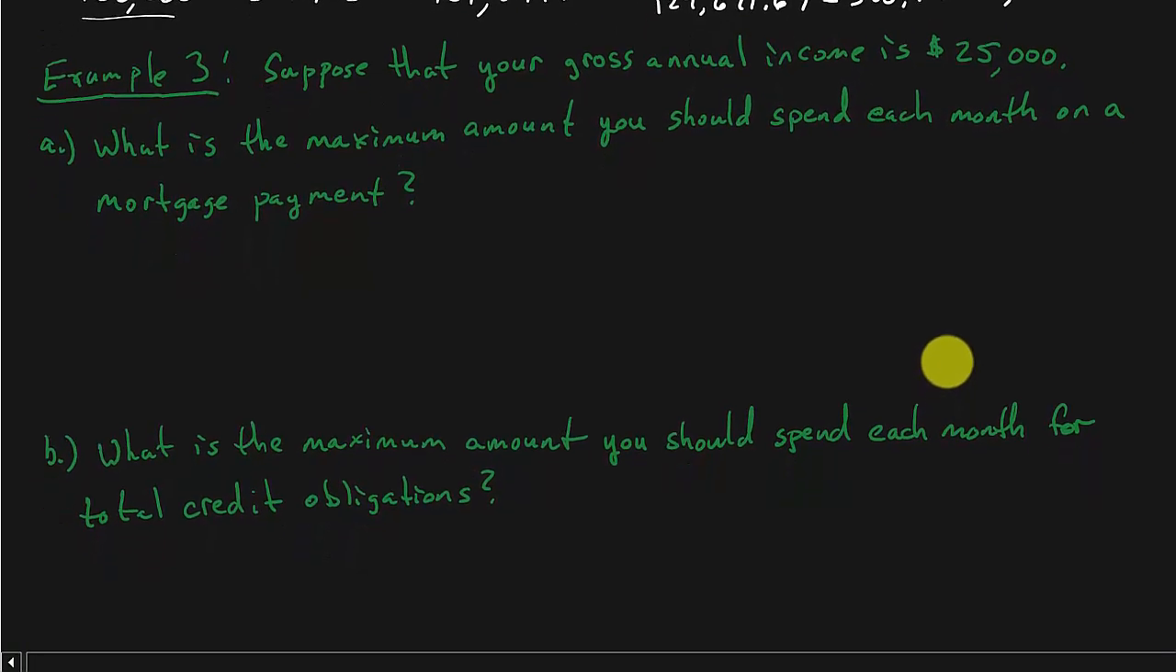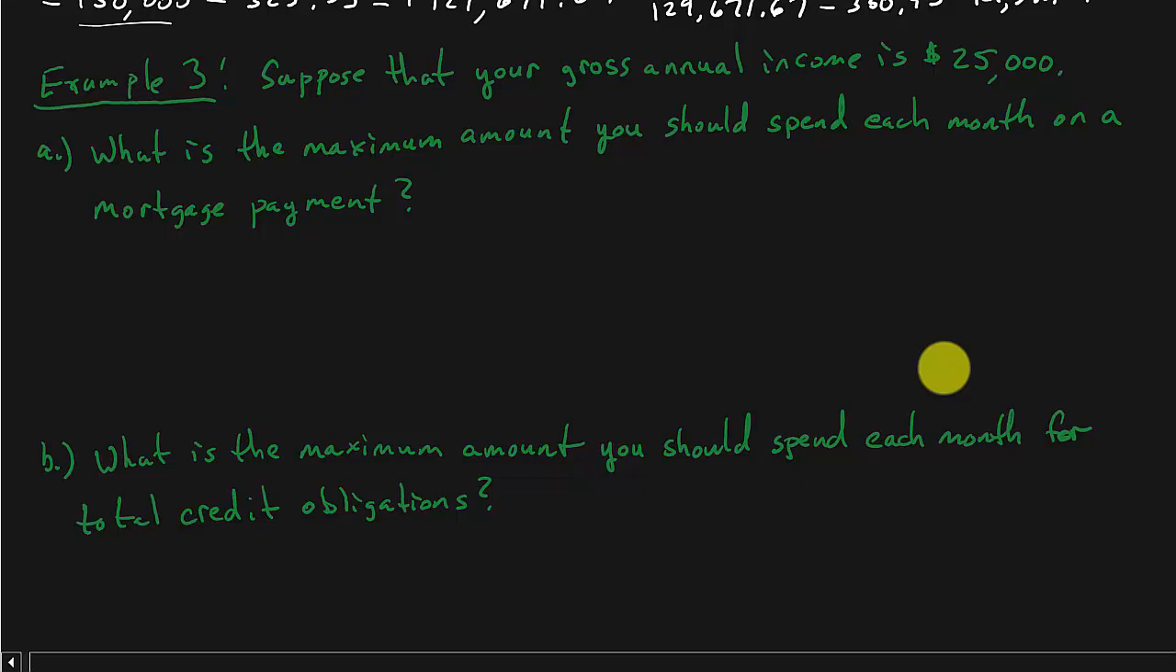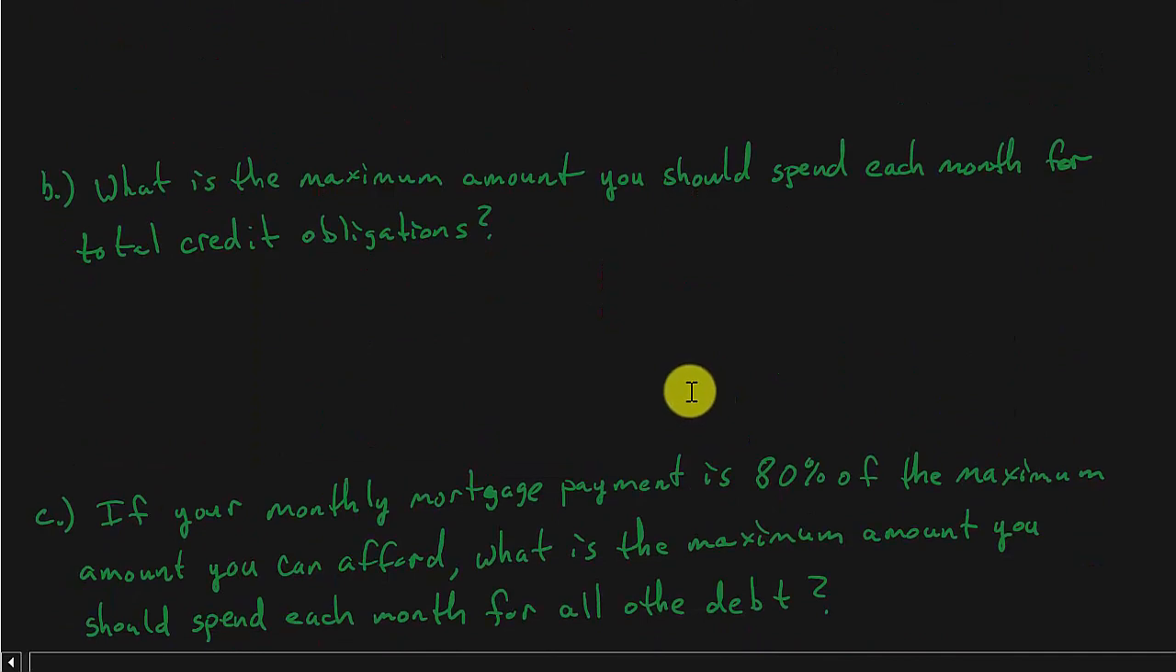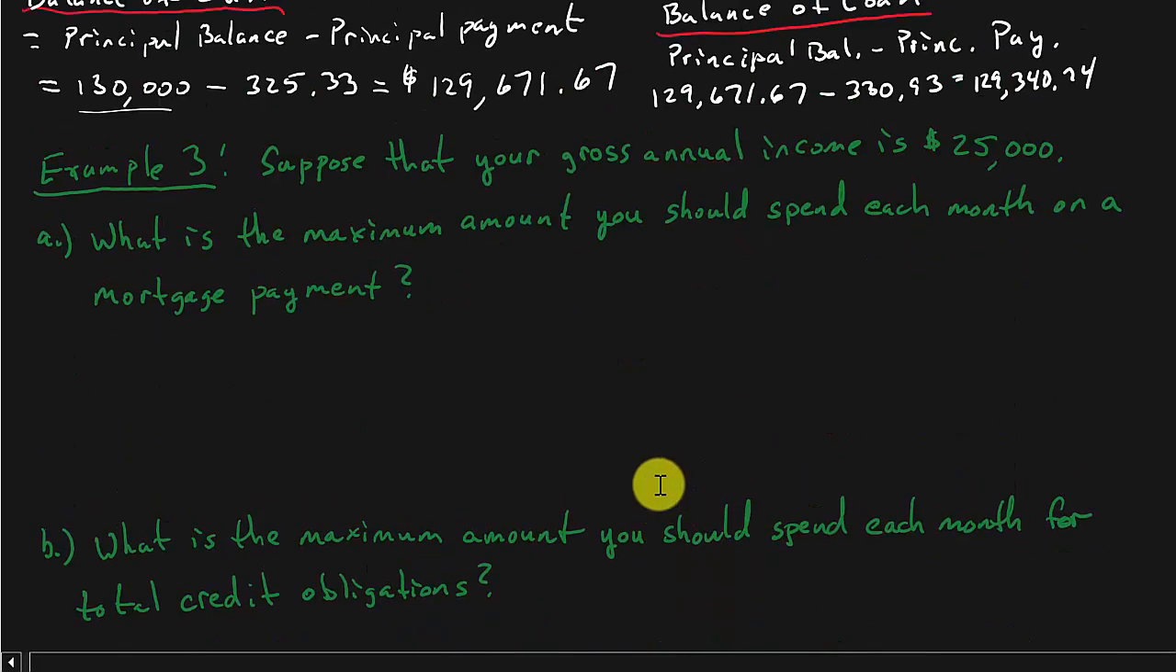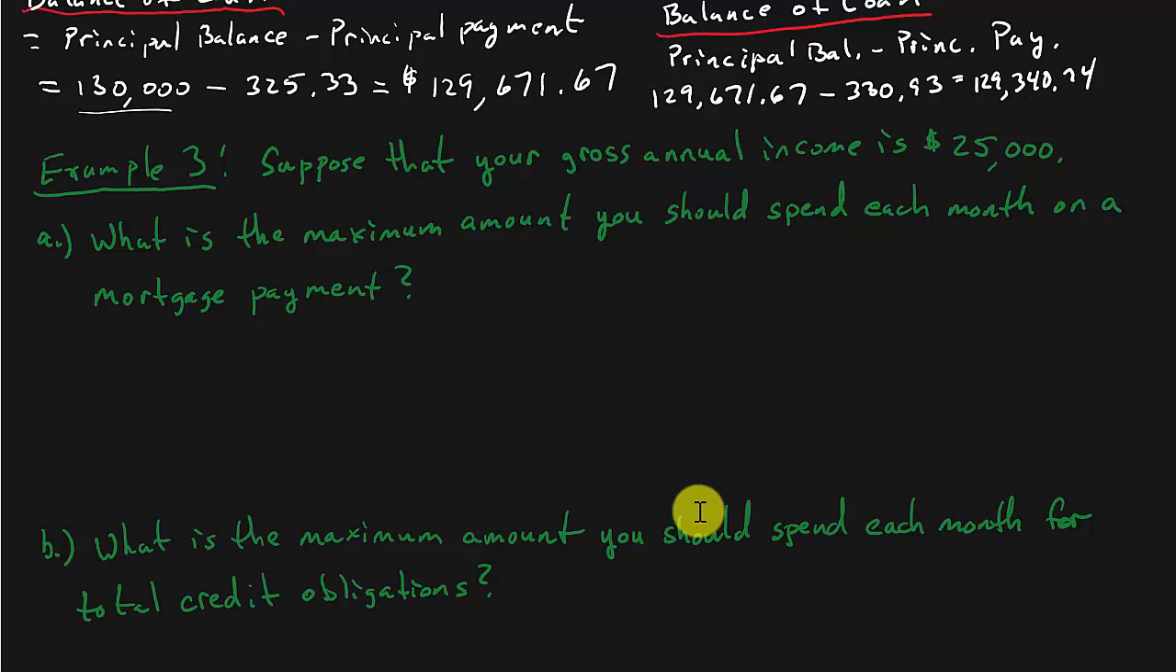All right. So let's look at example 3. It says, suppose that your gross annual income is $25,000. That's your gross annual income. What is the maximum amount you should spend each month on a mortgage payment? And then it says, what is the maximum amount you should spend each month for total credit obligations? And then for part C, if your monthly mortgage payment is 80% of the maximum amount you can afford, what is the maximum amount you should spend each month for all other debt? Okay. And this is the last example. This isn't going to be too bad. This section's not too long.